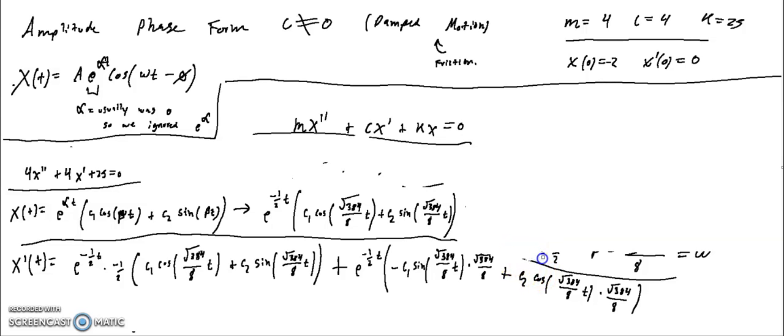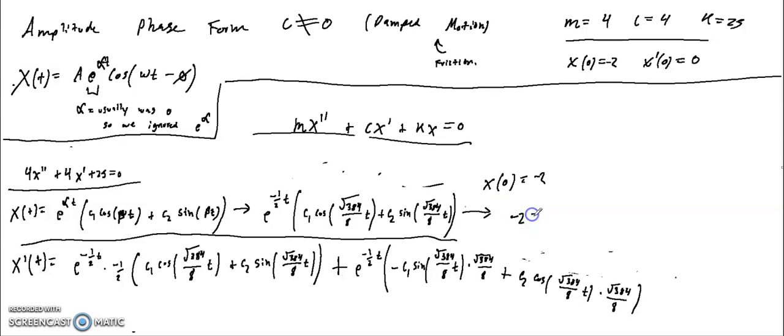Just so we can find our initial conditions. We have our derivative function, we have our position function, or like our normal function. So now we can plug in our initial conditions and find C1 and C2. So let's do that. Our first condition is x of 0 equals negative 2.